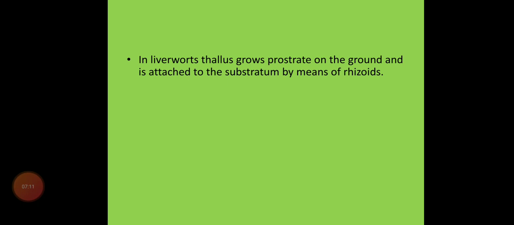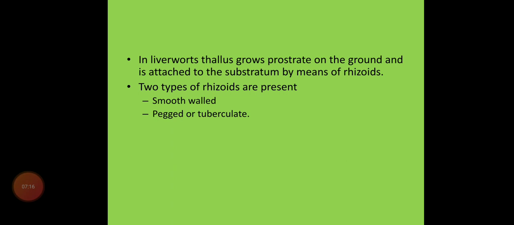Rhizoids are present in the liverworts. Two types of rhizoids are observed in bryophytes. One is smooth-walled rhizoids, another is pegged or tuberculate structure. In some bryophytes, the rhizoids are smooth-walled. They do not have any furrows and ridges. But some of them are pegged or tubular in structure.